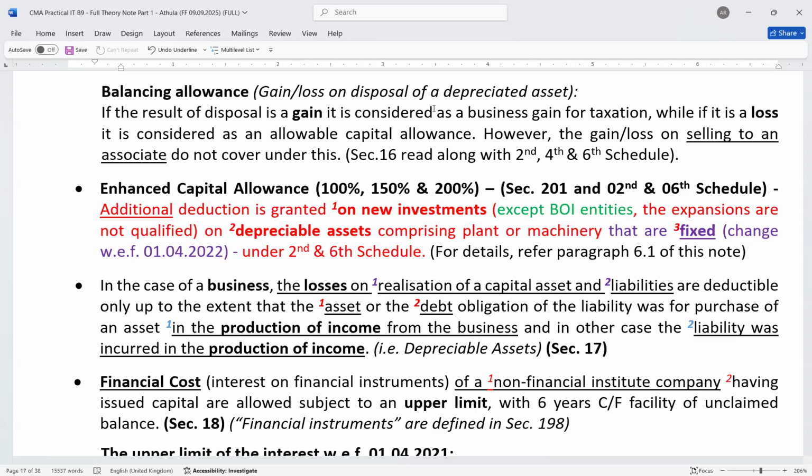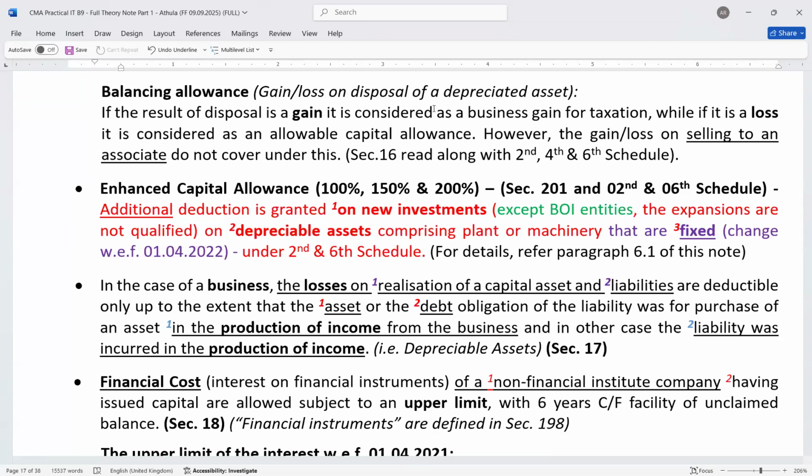The enhanced capital allowance rate may be 100% or 150% or maybe 200%. Additional deduction is granted on new investment. This benefit is there only for new investments on depreciable assets comprising plant or machinery. Plant or machinery. Right.